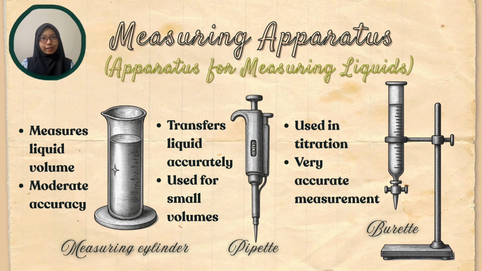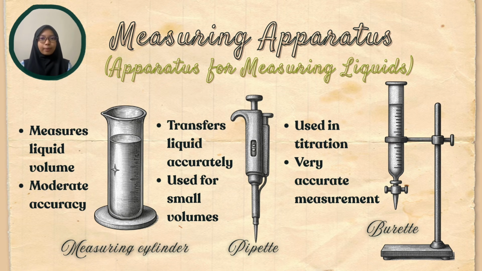Now, I will explain about chemistry laboratory apparatus. Different apparatus are designed for different purposes such as measuring, mixing, heating, and transferring chemicals. First, apparatus used for measuring liquids include the measuring cylinder, pipette, and burette. A measuring cylinder is used to measure the volume of liquid. It provides moderate accuracy and is commonly used in many laboratory experiments.